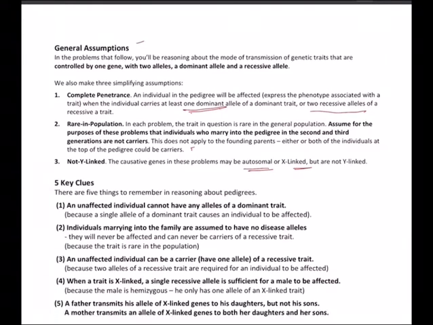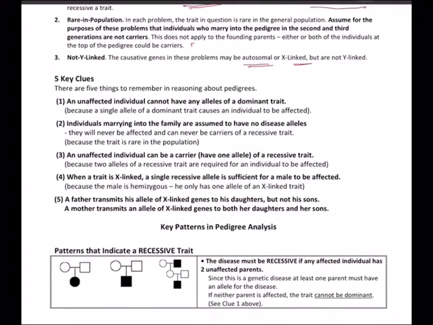Now, whenever you look at the pedigree chart, you need to look for the key clues, 5 key clues. What are the 5 key clues? These are the 5 things to remember in reasoning about pedigrees. First one, an unaffected individual cannot have any alleles of a dominant trait, because a single allele of a dominant trait causes an individual to be affected.